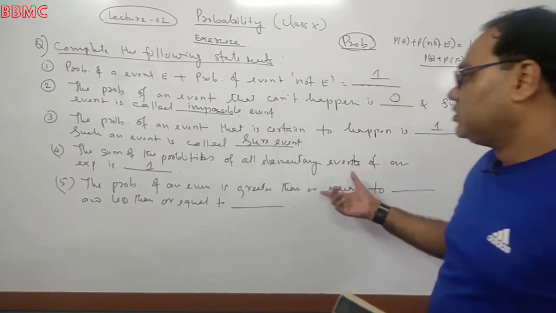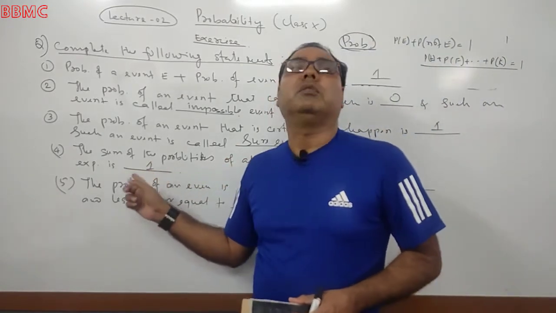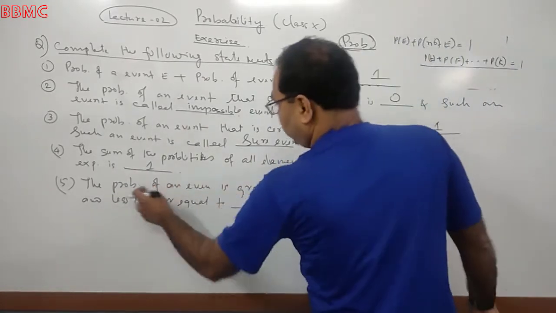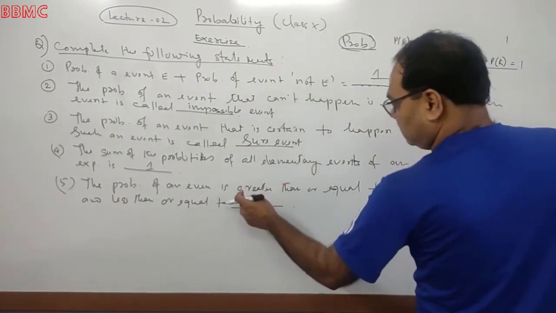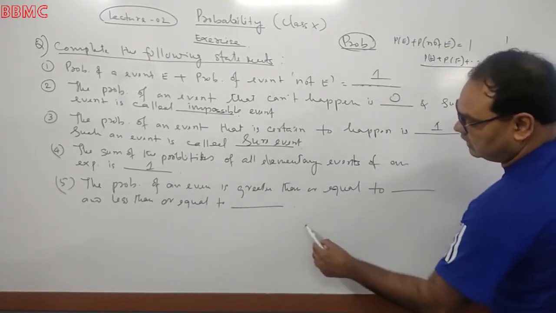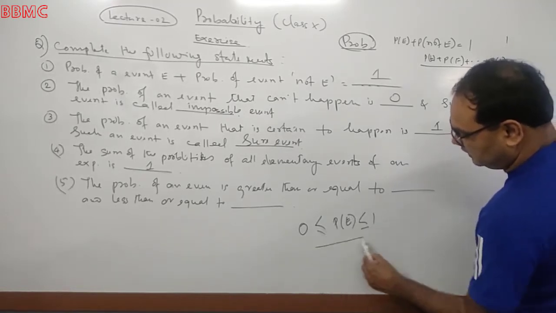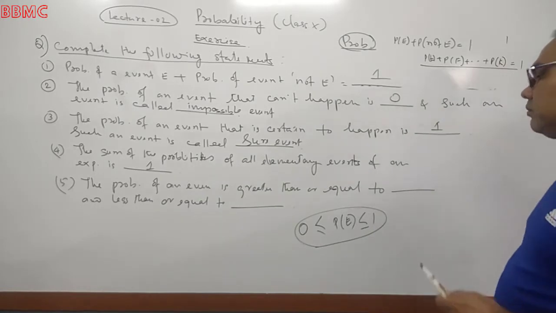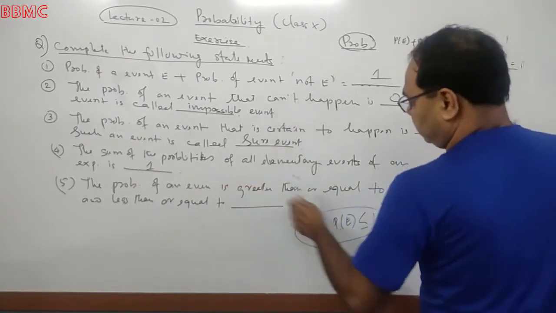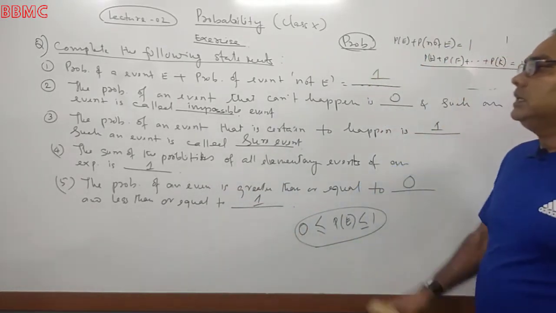The probabilities of all the elementary events of an experiment you take will sum to 1. Then the probability of an event is greater than or equal to this and less than or equal to this. I have given this theorem: 0 is less than or equal to P of E, which is less than or equal to 1. The probability of an event is greater than or equal to 0 and less than or equal to 1. I have finished this.